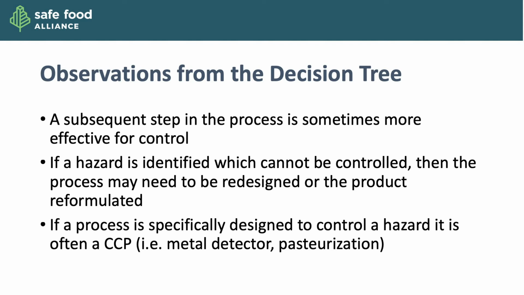If a hazard is identified which cannot be controlled, then the process may need to be redesigned or designed in a different way, or potentially the product reformulated, depending on the outcome of the CCP decision tree. If a process is specifically designed to control a hazard, it's often going to be a CCP, but it depends on the nature of the hazard and that particular step, and, like we mentioned earlier, whether or not there are subsequent steps that control those hazards later on in the process.